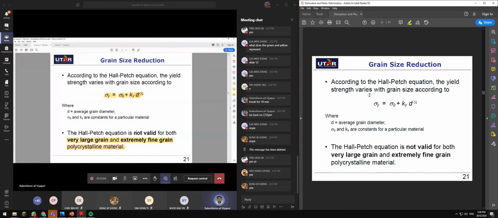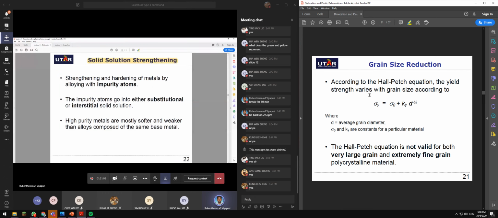Now let's look into another option, solid solution strengthening. Now back to topic 1. Remember the substitutional and interstitial solid solution. This does increase the mechanical properties of a material by reducing dislocation. This is the definition: strengthening and hardening of metals by alloying with impurity atoms. The impurity atoms go into either substitutional or interstitial solid solution.